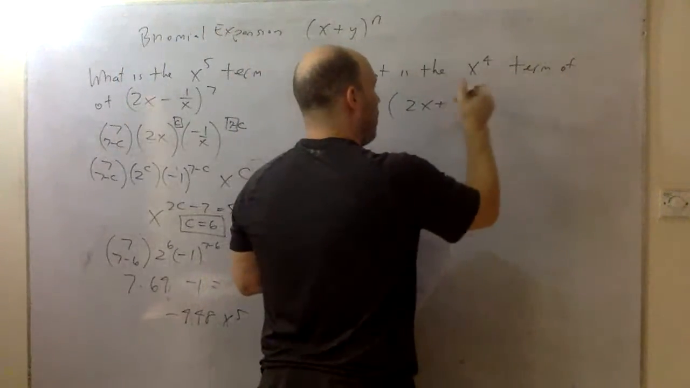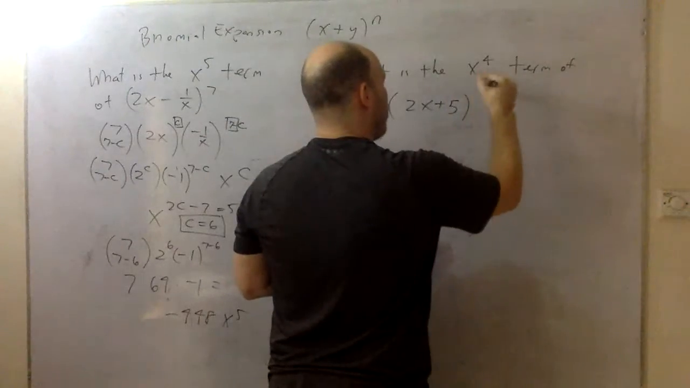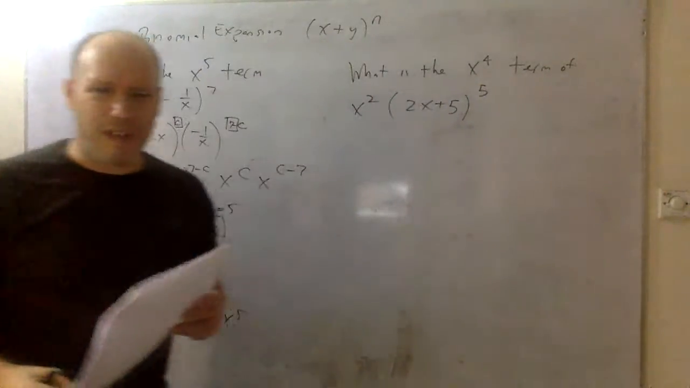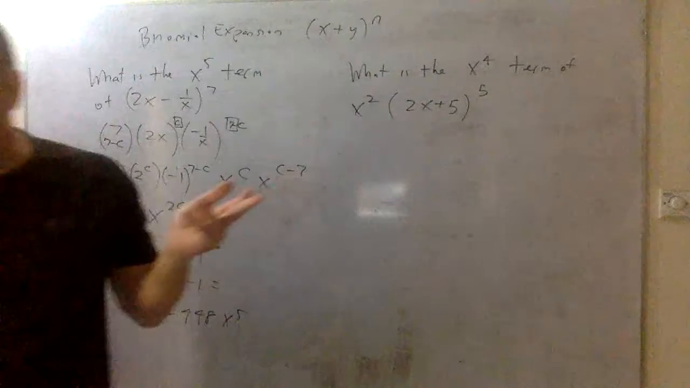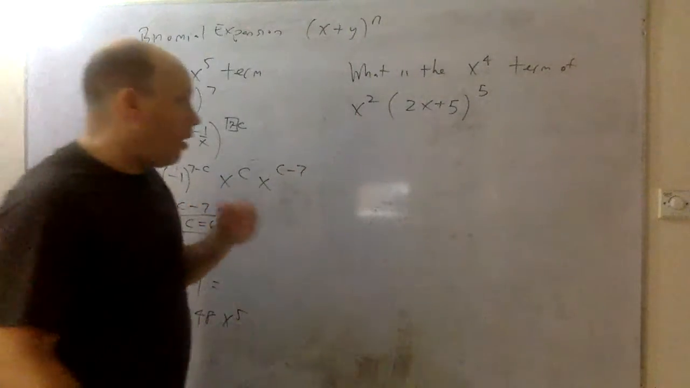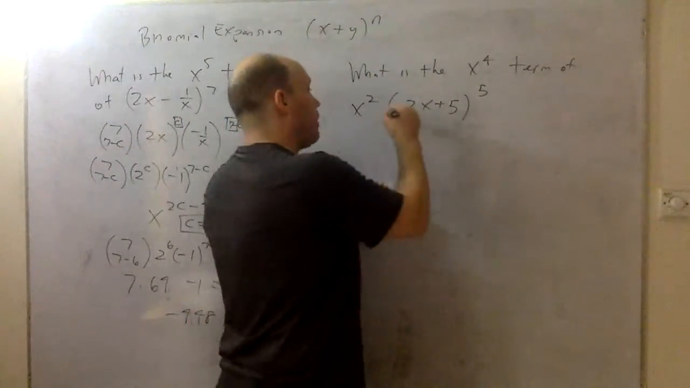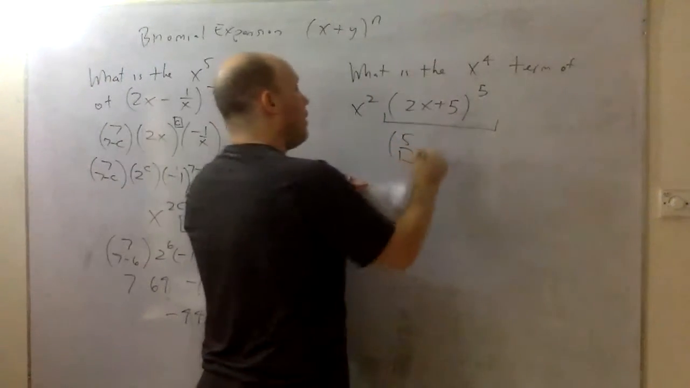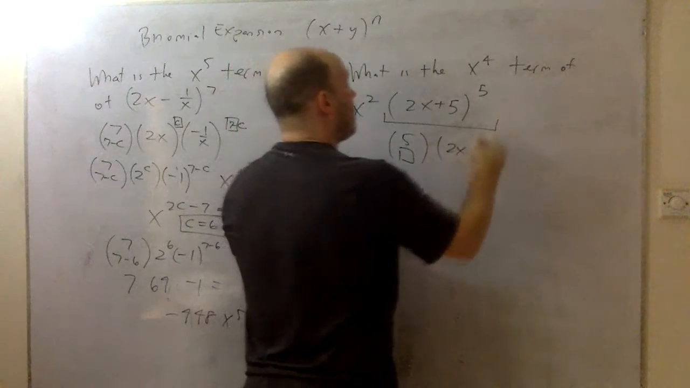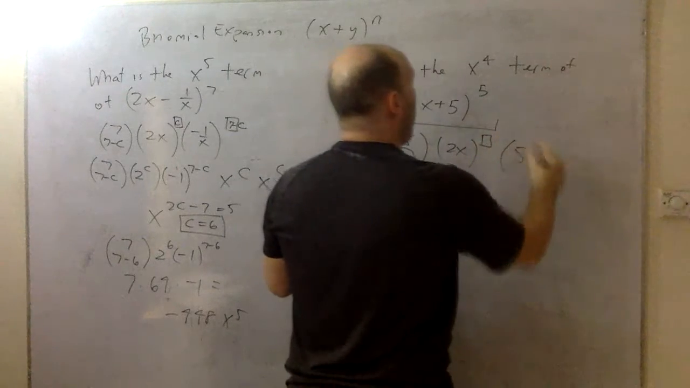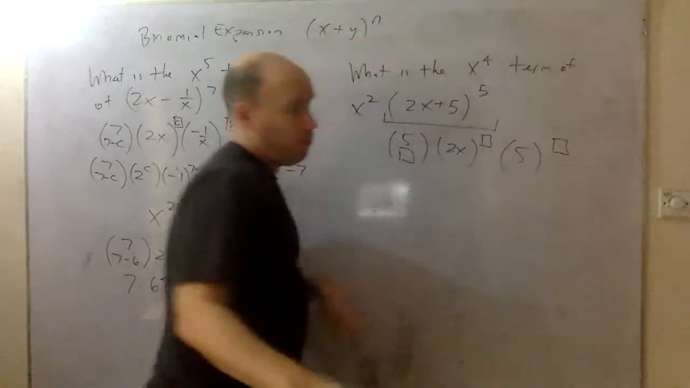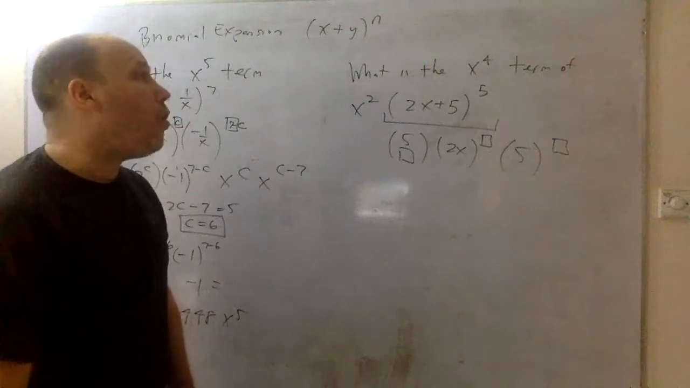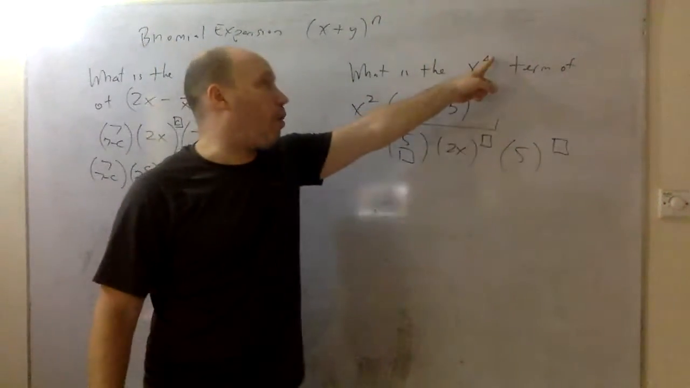I'm sorry, this is a little sloppy. It's x squared times the quantity 2x plus 5, to the 5th. Well, it's no big deal. But first of all, let's expand this out. Let's see what happens when we expand this out. We know we have 5 choose something, 2x to the something and 5 to the something. Okay, so we need the x to the 4th term.